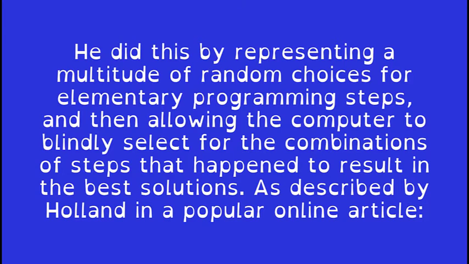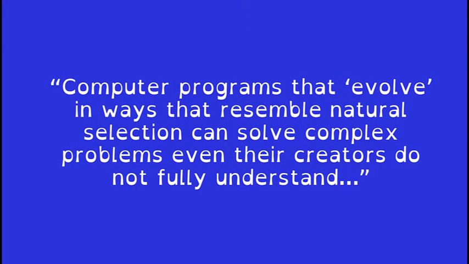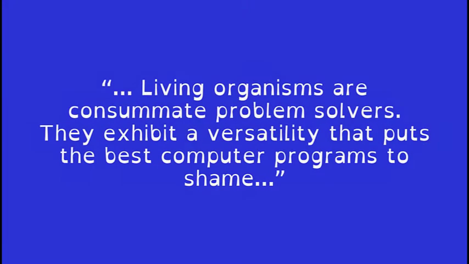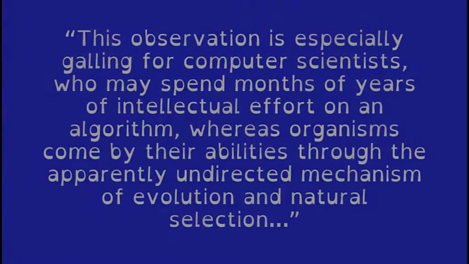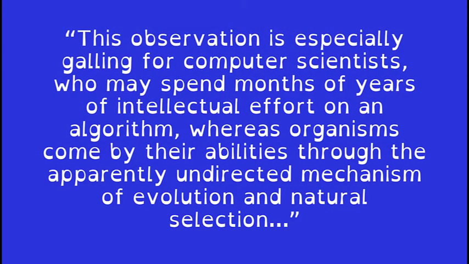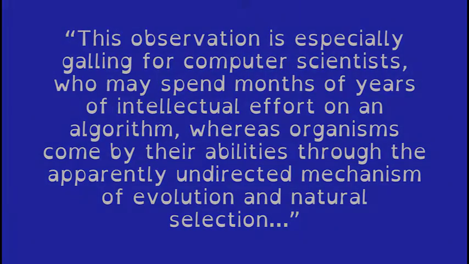As described by Holland in a popular online article, computer programs that evolve in ways that resemble natural selection can solve complex problems even their creators do not fully understand. Living organisms are consummate problem solvers. They exhibit a versatility that puts the best computer programs to shame. This observation is especially galling for computer scientists who may spend months or years of intellectual effort on an algorithm, whereas organisms come by their abilities through the apparently undirected mechanism of evolution and natural selection.